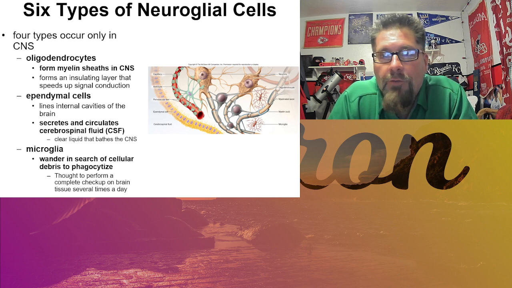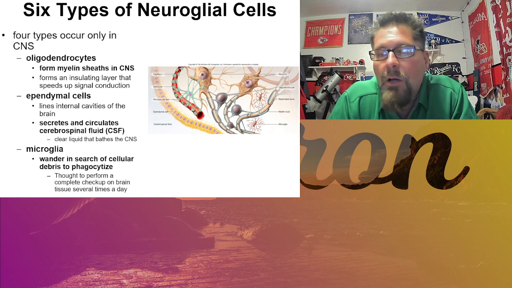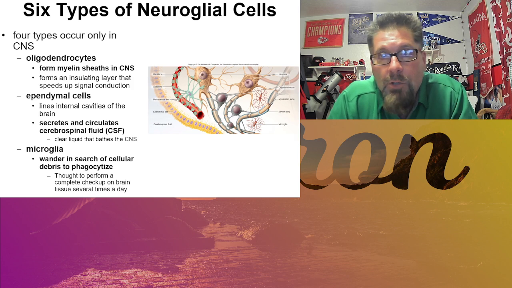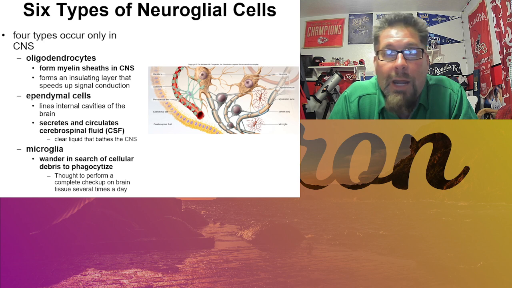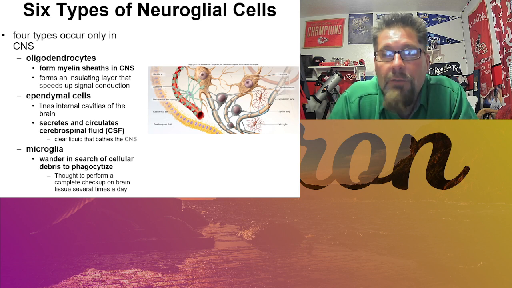If you look to the far left of the diagram, there's a long row going from the top to the bottom of yellow, cuboidal-type cells. Those are ependymal cells. Those line the internal cavities of the brain. Again, we're talking CNS, so that's the brain. You can't have ependymal cells in the PNS because there's no brain there. A different type of cell does the myelin sheaths in the PNS.